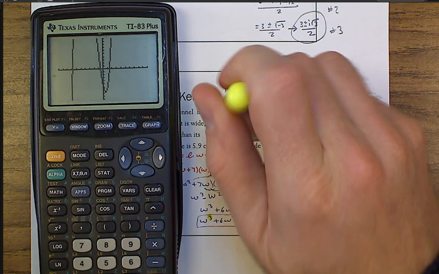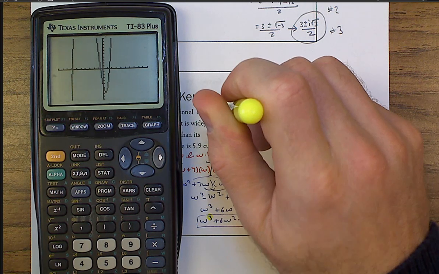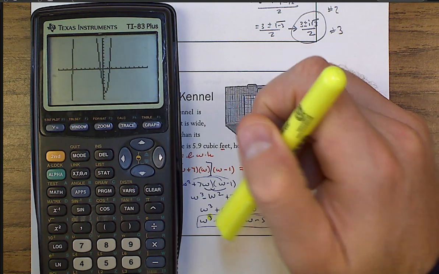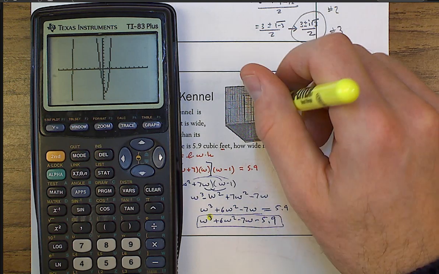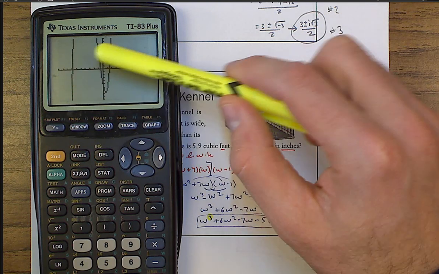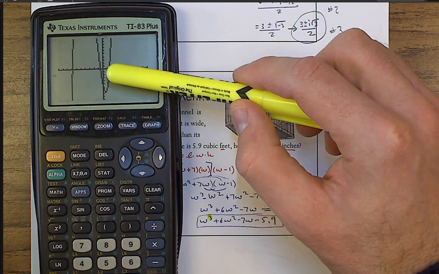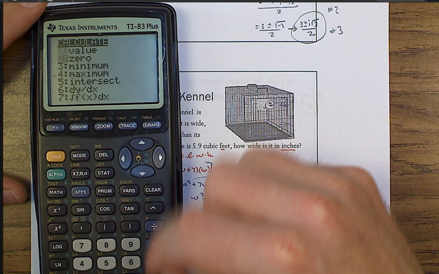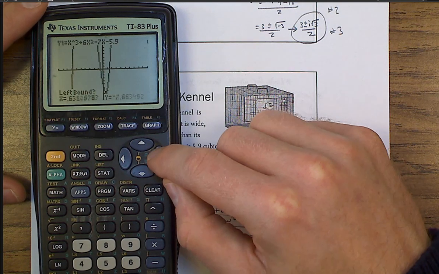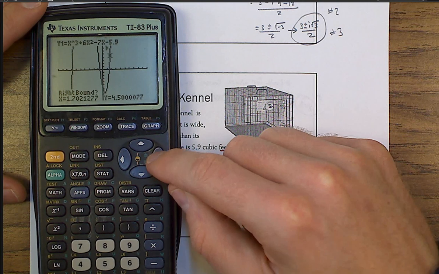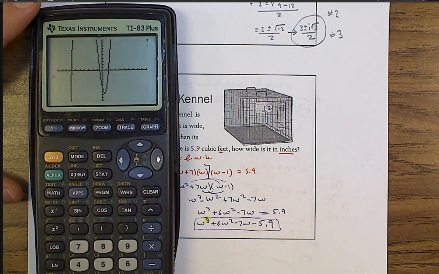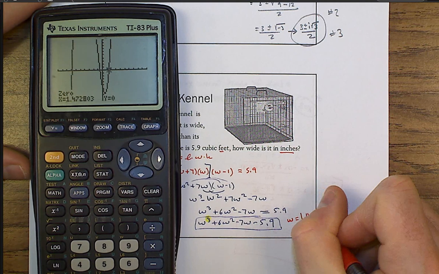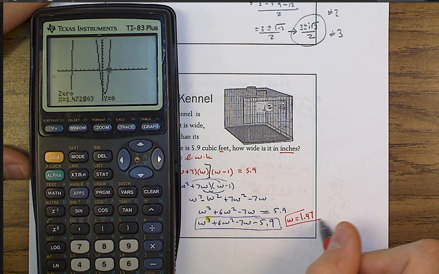Now, this is a real-world situation, right? So if it wasn't a real-world situation, we could calculate all 3 of these, and all 3 would be our answers. But since we're talking about a dog kennel, we're not going to have negative widths. So we just care about this one right here on the positive part of the x-axis. So we're going to 2nd calc, calculate a zero. I'm going to go left bound there, right bound there, hit enter again. And I get my W, or my X, to be 1.47. We'll just go to 2 decimal places. So 1.47.